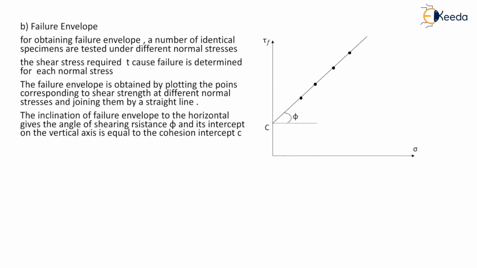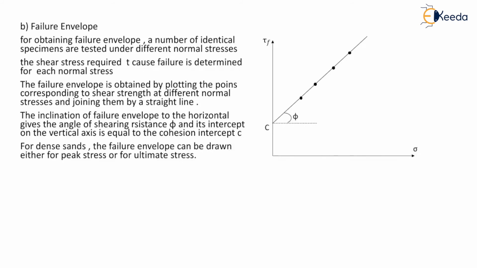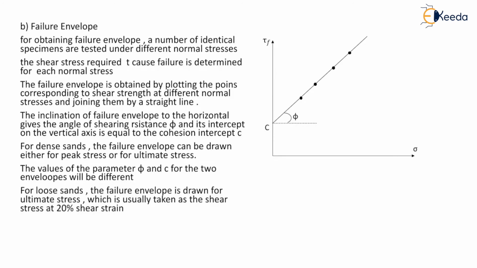So here in this graph the point C, which is the y-intercept of the failure envelope, gives the value of cohesion intercept. For dense sand, the failure envelope can be drawn either for peak stress or for ultimate stress. The values of the parameter phi and C for the two envelopes will be different. For loose sands, the failure envelope is drawn for ultimate stress, which is usually taken at shear stresses at 20% shear strain.